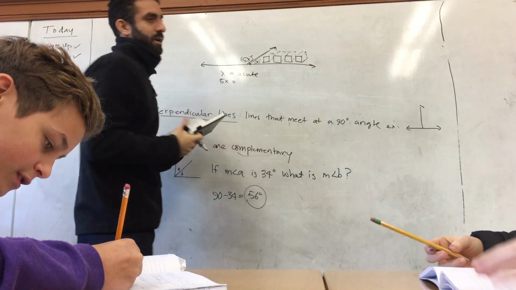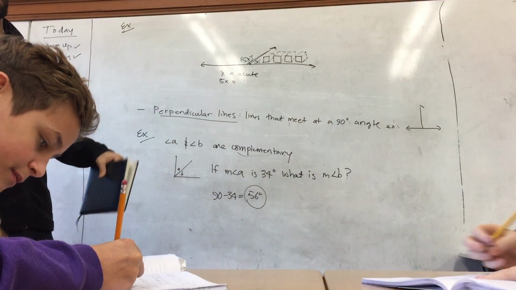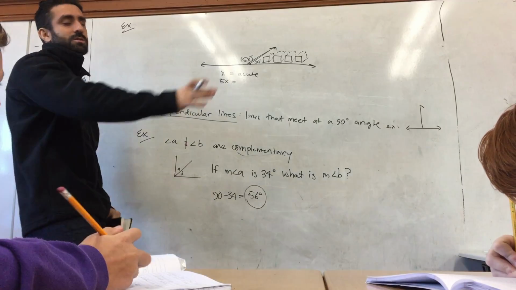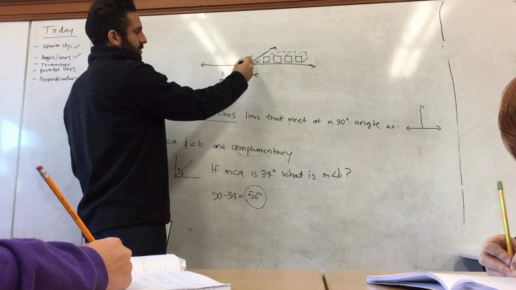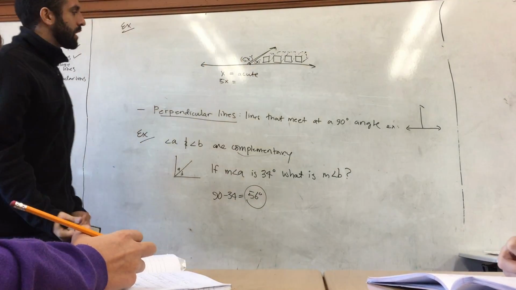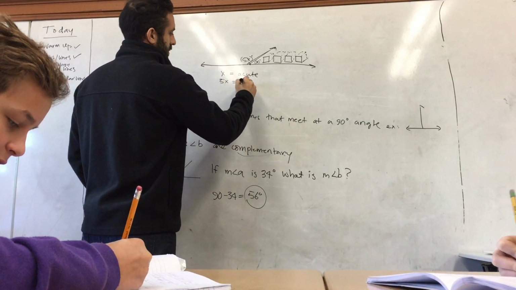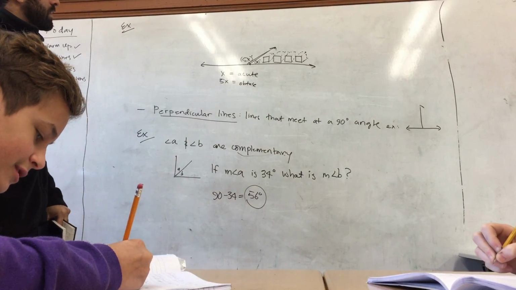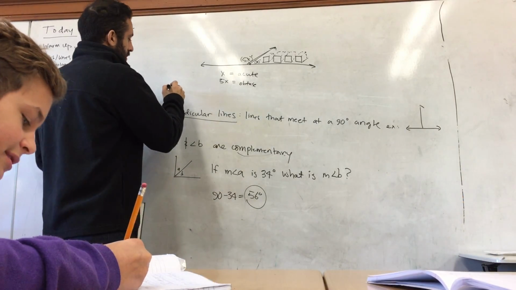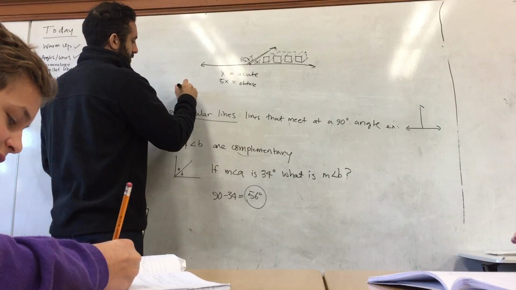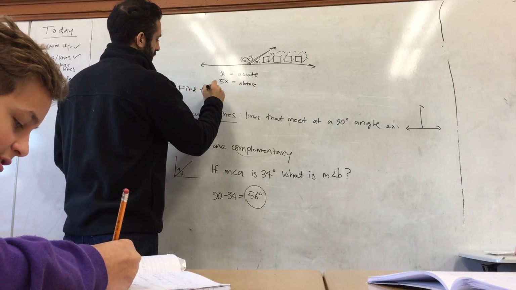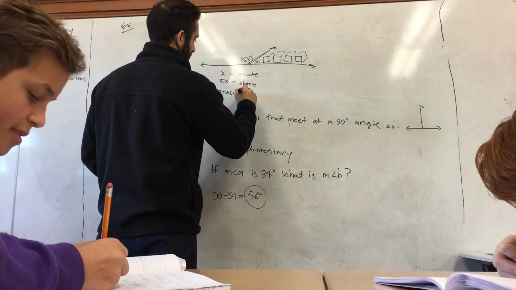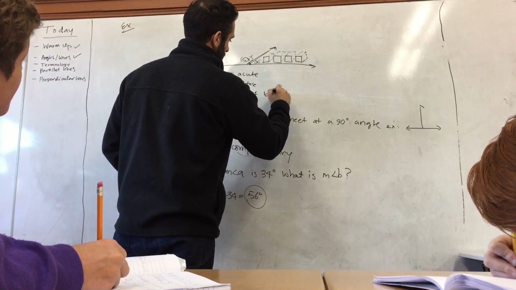X is acute. What type of angle is 5x? Just look up here. This is acute. What type of angle is this? Obtuse. Now, using your newly developed knowledge, find the measure of both angles.